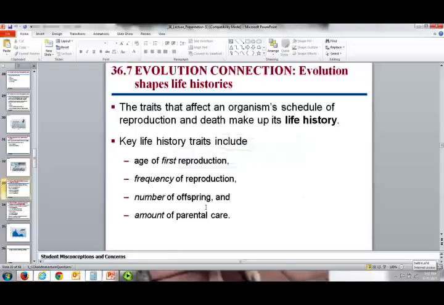So the traits that affect an organism's schedule of reproduction and death make up its life history. And some key life history traits include the age of first reproduction, how frequent they reproduce, the number of offspring, and the amount of parental care. Generally, what you will see is the more parental care that is required of the offspring, the fewer offspring the species will have. So for humans, we require a lot of parental care.